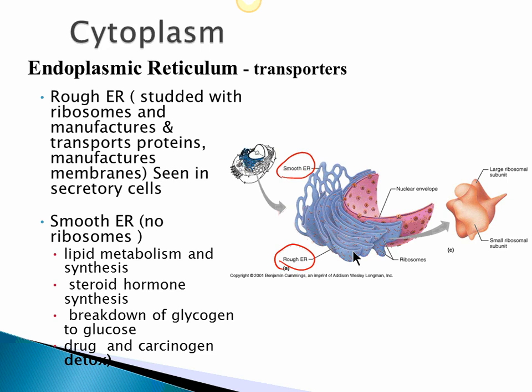Rough endoplasmic reticulum, because it has these ribosomes sitting on top of it, helps to manufacture proteins, because the ribosomes are the ones doing that. Then those proteins are transported through these channels, and then they are pushed to the next organelle, which is called the Golgi apparatus. That's why we often call endoplasmic reticulum transporters, because they help to manufacture and transport proteins. They also seem to manufacture membranes, like the cell membrane, because the cell membrane also has protein in it, and other membranes in the body.